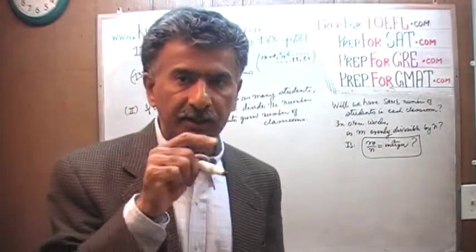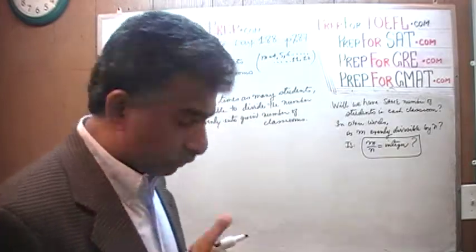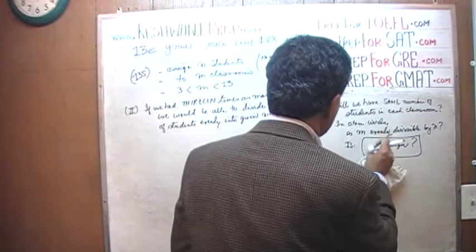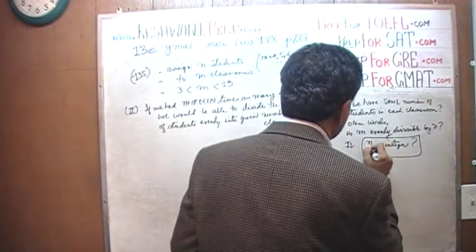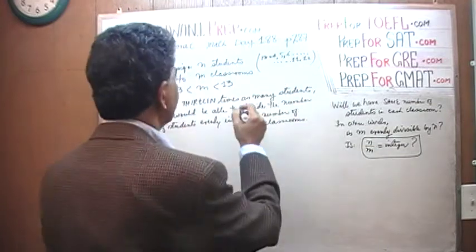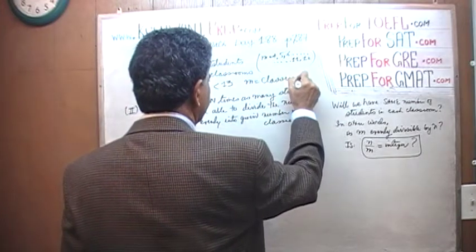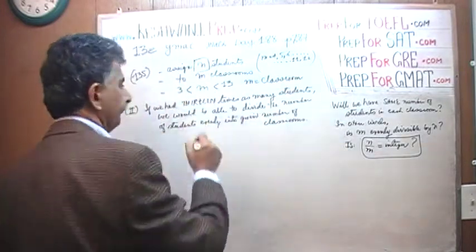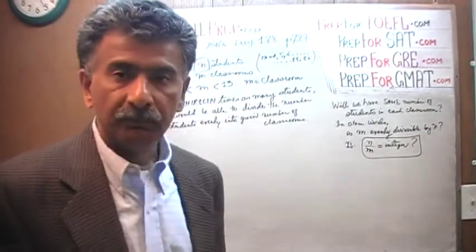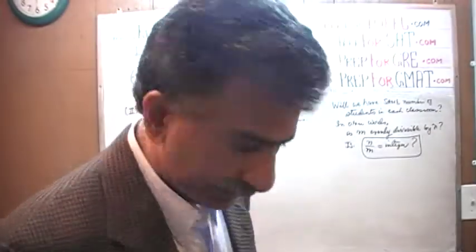If we can divide n by m, it should be n over m, not m over n. N is the number of students, m is the classroom. So when we divide the number of students by a given number of classrooms, will we end up with a whole number? That's all we're looking for. It has to be an integer.